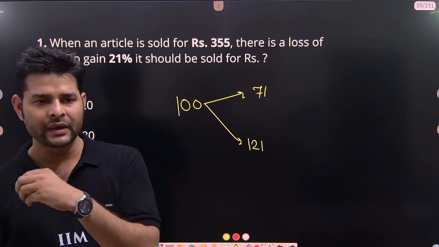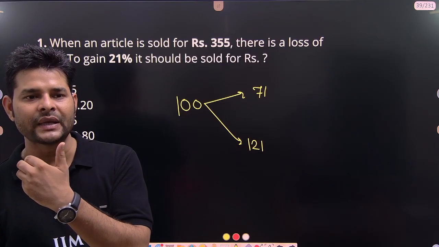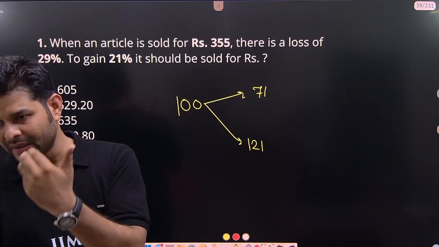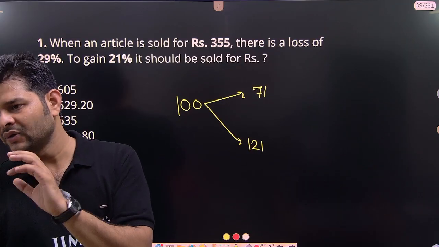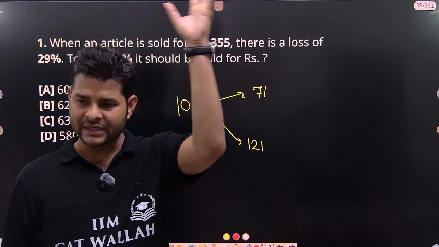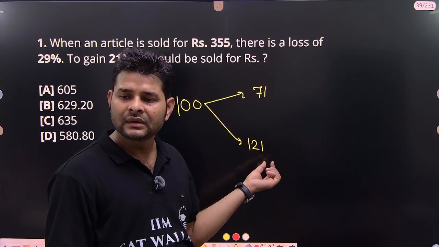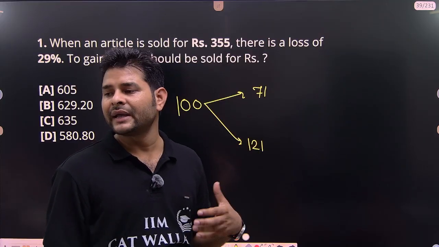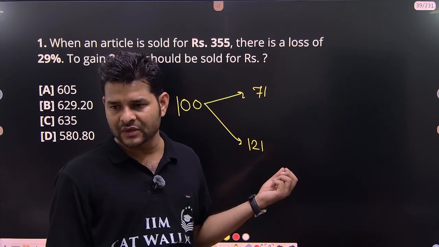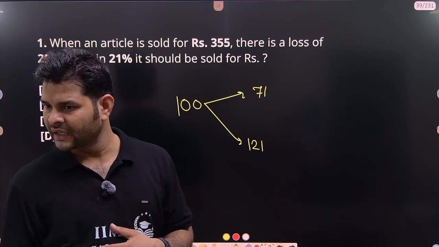But I have already sold this item at a loss of 29 percent, that means 71 units. So the question is, if I had sold this item at 21% profit, then at that time, what would be the selling price of that item? Clear or not?